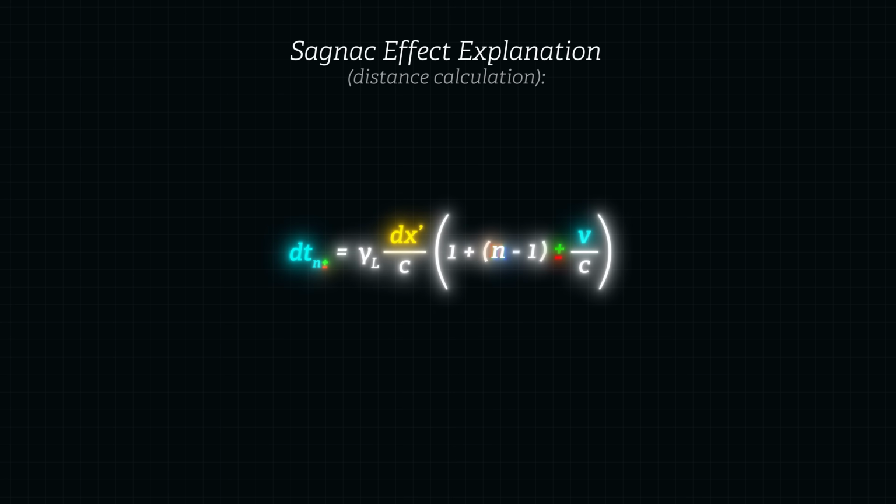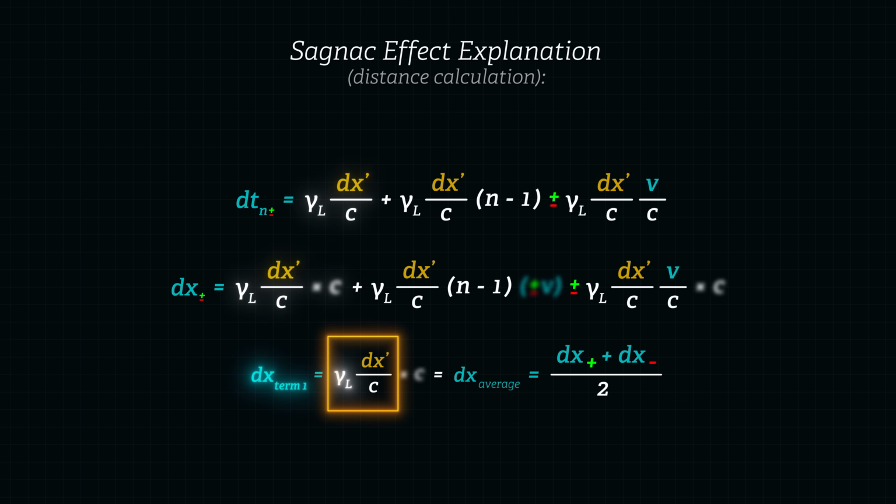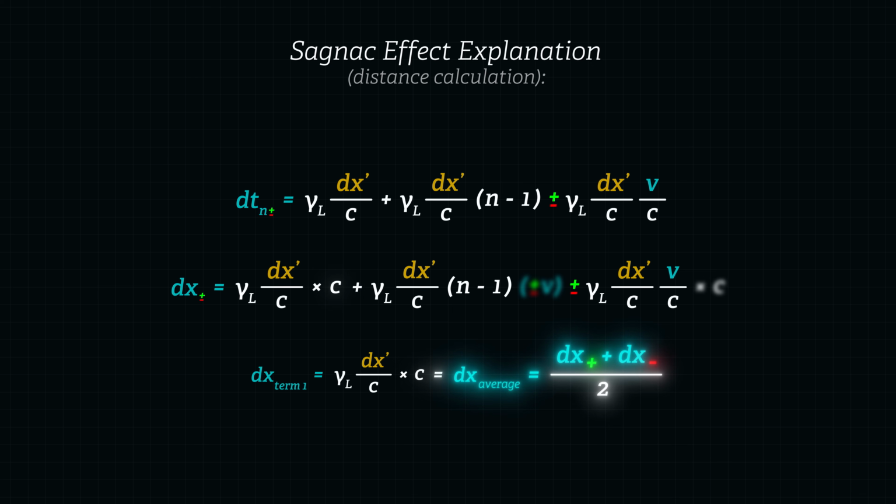But what if we do the following? Let's break down the time formula into 3 terms. Let's look at the first term, gamma L times dx prime over c. To this term, we attribute the stationary frame time required for light to travel distance dx prime through vacuum. If we multiply it by light speed c, we get the average distance traveled when measured with stationary frame markers.